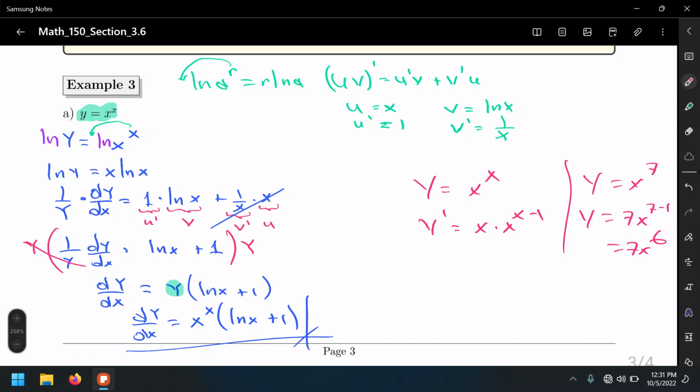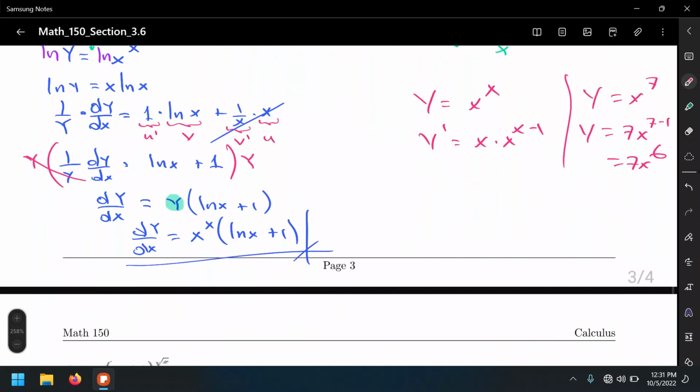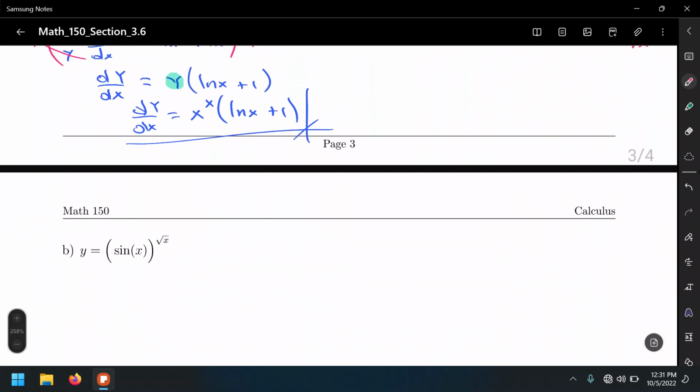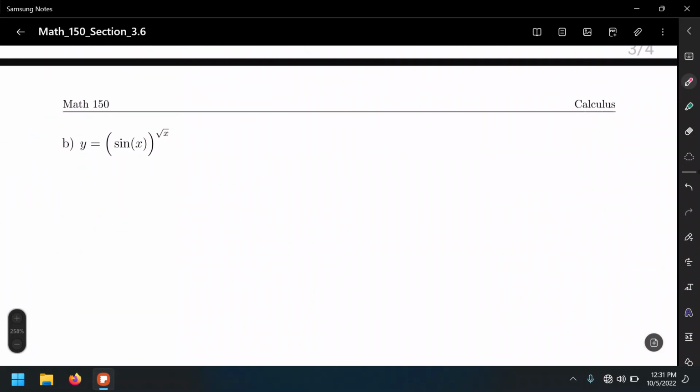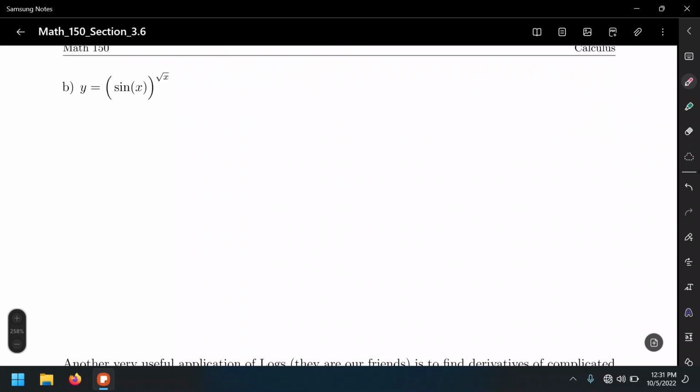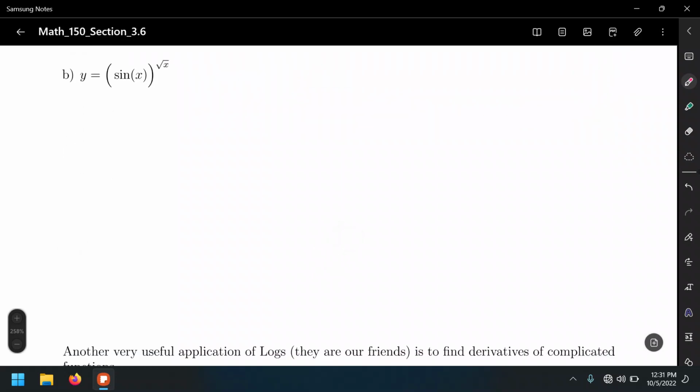All right. Let's have a look at another example involving power, the derivative of a function raised to a power that is another function. So in this case, we have y equals sine x raised to the square root of x. So the first thing we do is take the natural log on both sides.